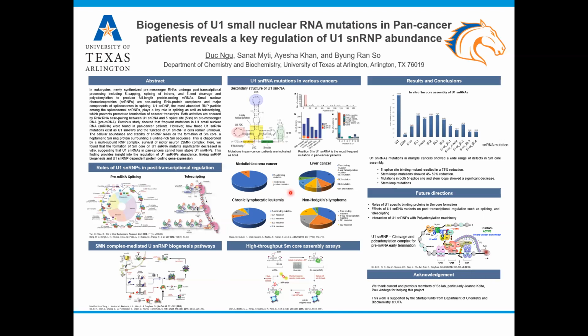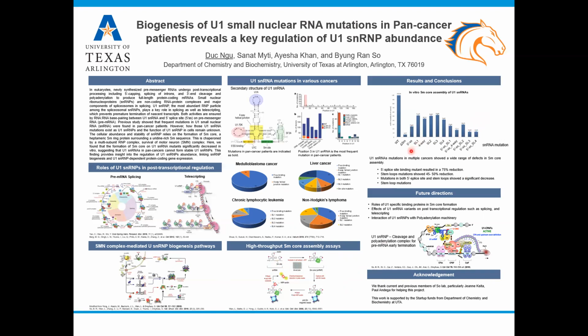So here in our lab, we investigate the effect of those mutations by using a high-throughput Sm core assembly assay. We have the biotinylated snRNA go through an in vitro reaction assay, then capture it by using antibodies and read it out by chemiluminescence. And here's the result of it.